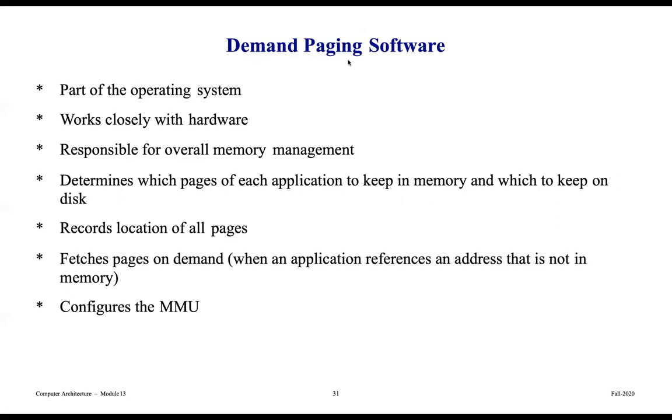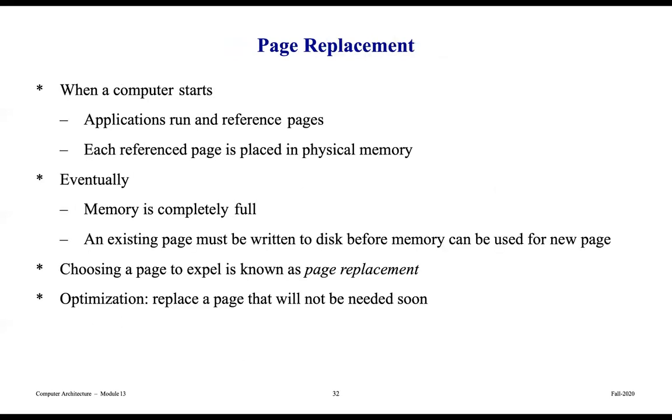How about the demand paging software? Let's talk about that. It is part of the operating system. It works closely with the hardware. It's responsible for the overall memory management, and it determines which pages of each application to keep in memory and which ones to keep on the disk. It keeps a record of the location of all the pages. It fetches pages on demand when an application references an address that is not in memory, and it configures the MMU. So that gives you a little bit of an idea of the parts done by the hardware and the parts done by the software.